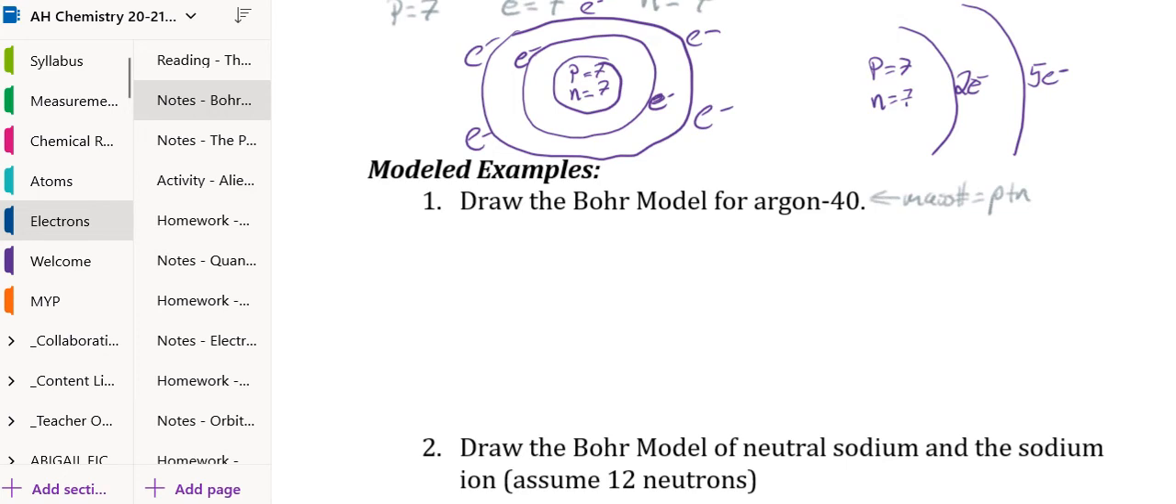So argon always, always, always has how many protons? 18. So I can go ahead and do 18 in the nucleus. How am I going to do protons? There you go. 40 minus 18 gives us what? 22?